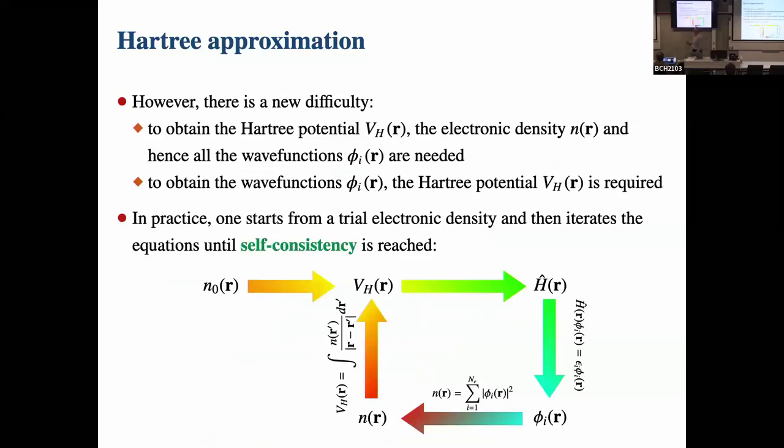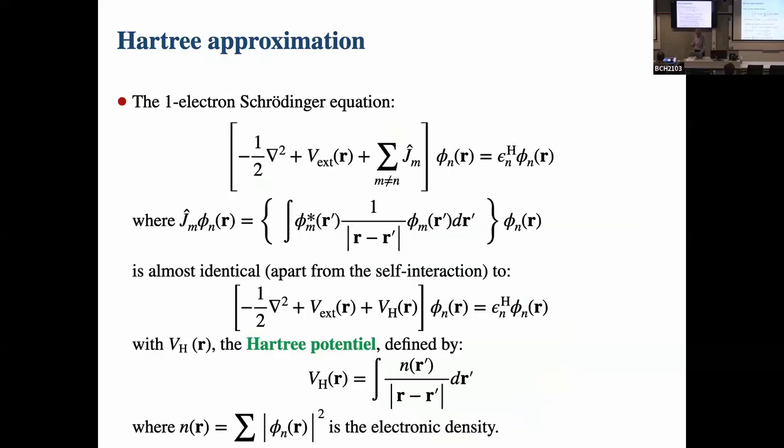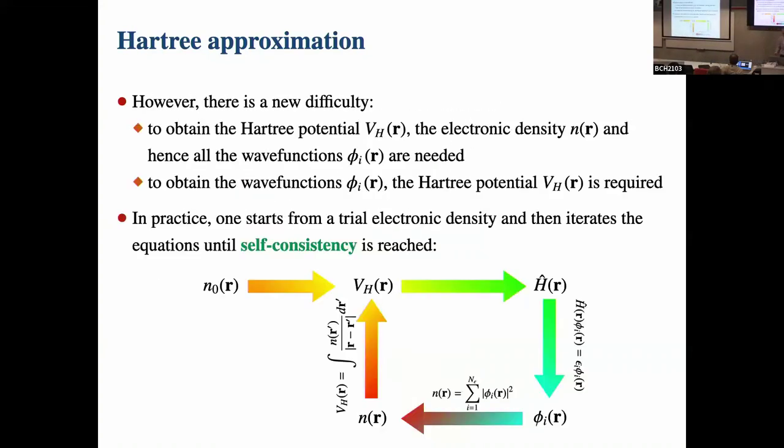Okay, so this formulation is, of course, a problem that, if I want to solve this equation here, I need to get the density. To get the density, I need the wave function. But to get the wave function, I need to solve this equation. And so the way we deal with that is by doing self-consistency. That is, we start with a given density, we compute the Hartree potential, from there we get the Hamiltonian, we solve, we get the wave function, we get the new density, and from this new density, we iterate this loop here until we converge, okay?